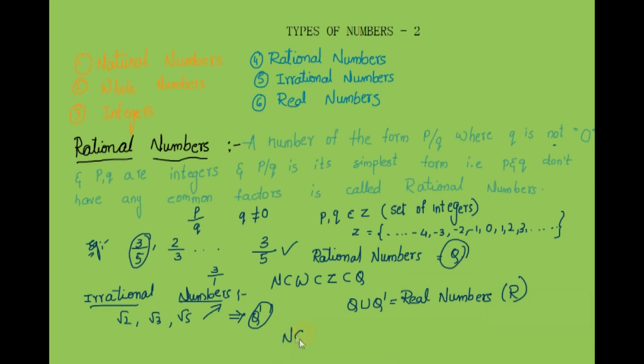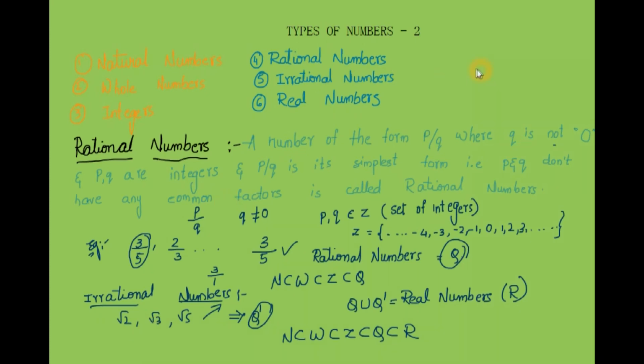Natural numbers are a subset of whole numbers. Whole numbers are a subset of integers. Integers are a subset of rational numbers, and rational numbers are a subset of real numbers. Irrational numbers have no common point with these.